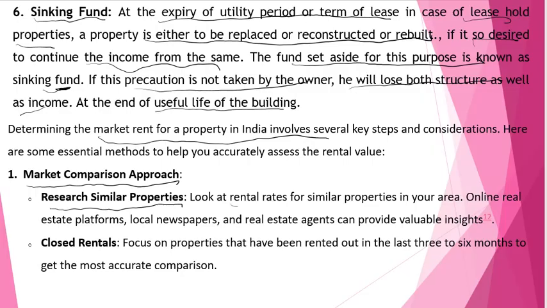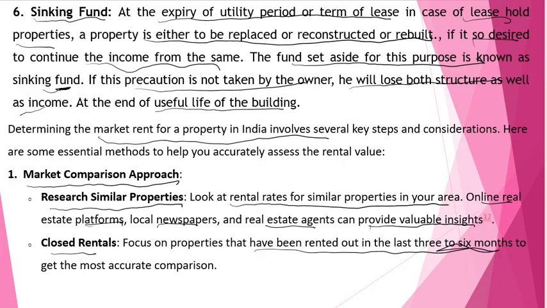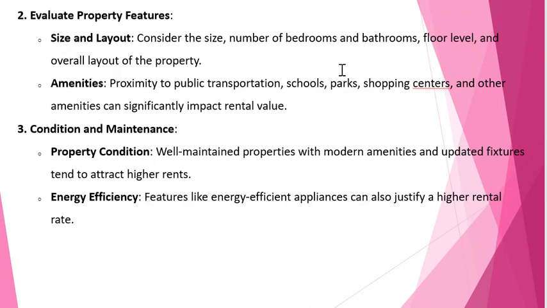So we look at the rental rates of similar properties in the area. We can consult real estate agents, online real estate platforms, and the local newspaper. They can provide valuable insights. Then closed rentals. Focus on properties that have been rented out in the last 3 to 6 months to get the most accurate comparison. So we generally take the properties which have been rented in the last 3 to 6 months so that we get the most accurate comparison.